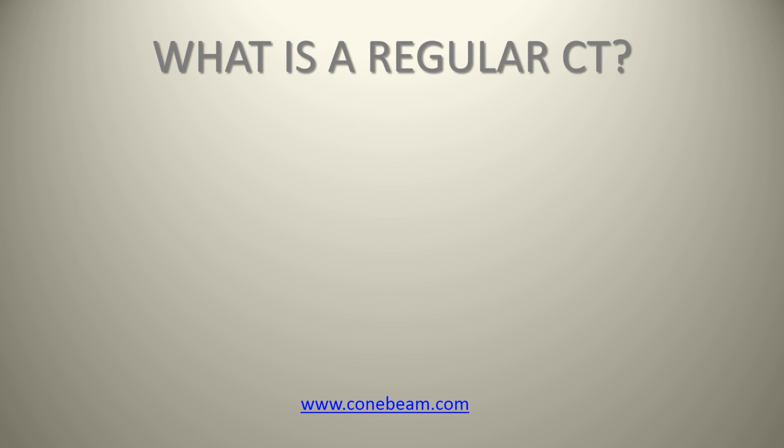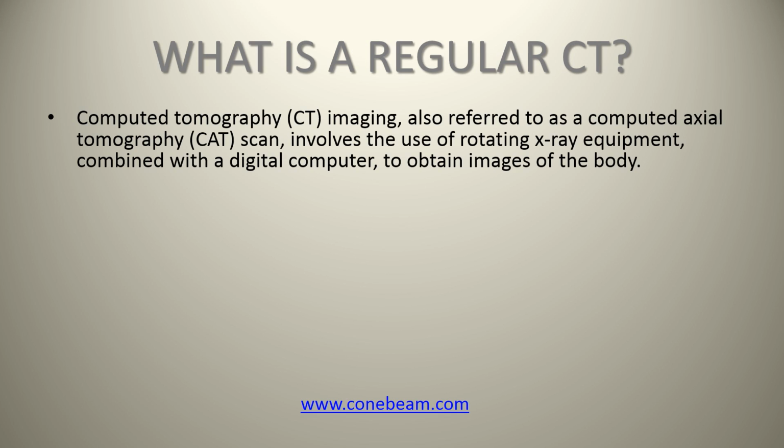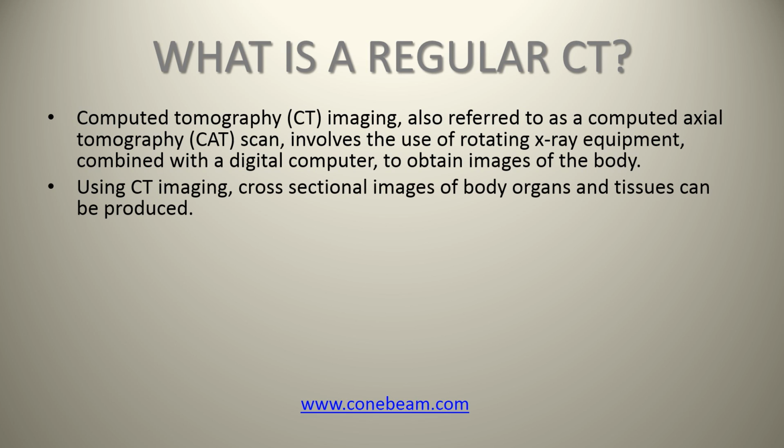So before we start talking about cone beam CTs, we need to know what a regular CT scan is. And this is helpfully provided to us by a website called conebeam.com. CT basic imaging, also referred to as computed axial tomography or the CAT scan, involves the use of rotating X-ray equipment combined with a digital computer to obtain images of the body. Using CT imaging, cross-sectional images of the body organs and tissues can be produced.